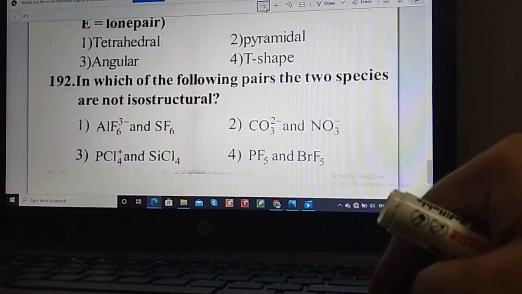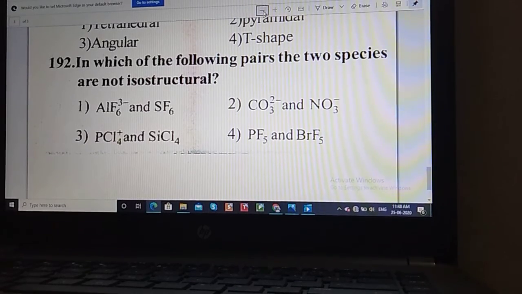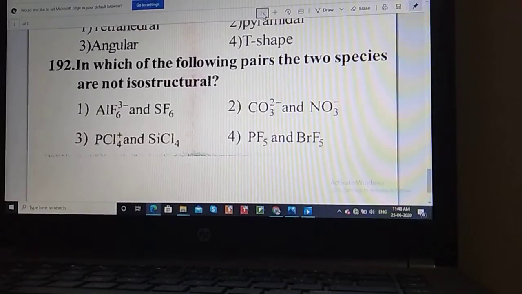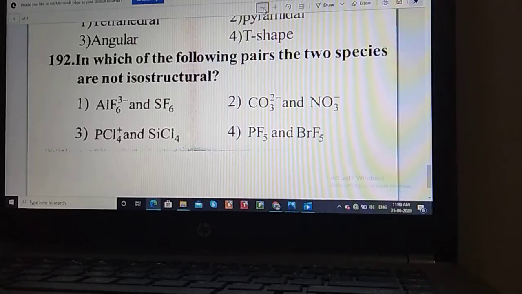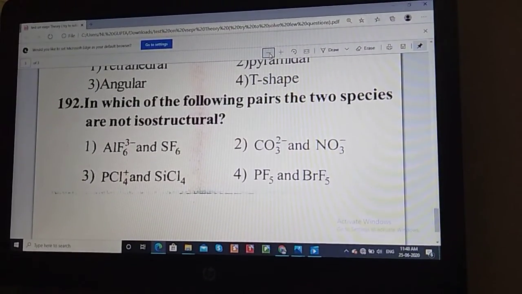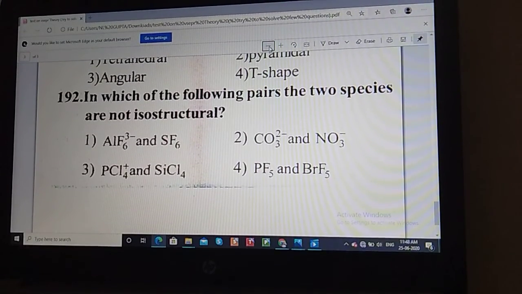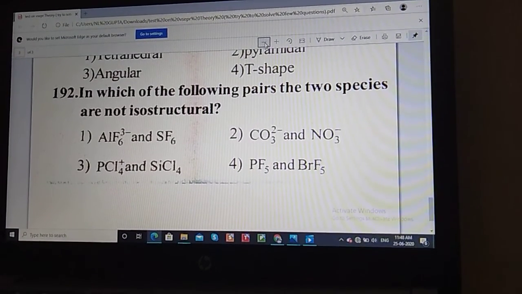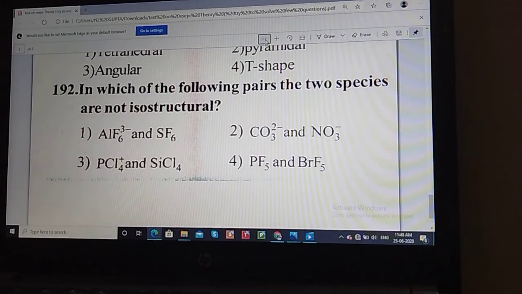Now let us move, student, to 192. In which of the following pairs are the two species not isostructural? I'm going directly, student. AlF6 and SF6 are isostructural because both have an octahedral structure. CO3 and NO3 also have the same structure, and PCl4 and SiCl4 have a tetrahedral structure. But in option number 4, PF5 and BrF5 have different structures. Directly I am writing PF5 and BrF5; you can check on the board, student.